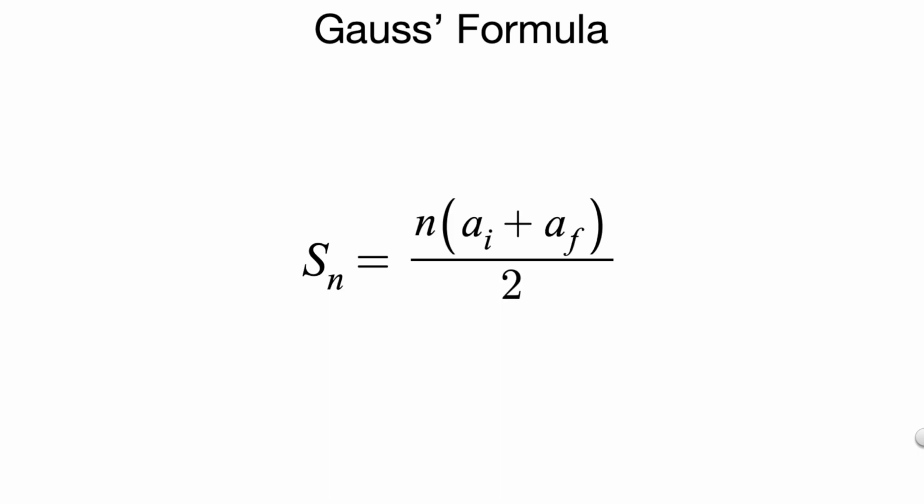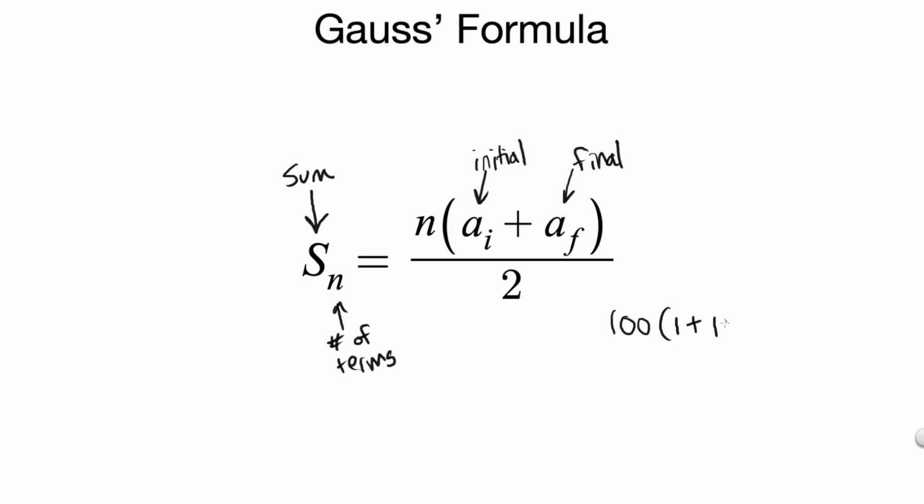Let's go over a few of the terms that are represented here. First, the S represents the sum, and the N is the number of terms. Next, we have AI and AF, which represent the initial and final term of the sequence. In the previous case we had 100 terms, the initial term was 1, and the final term was 100. When you compute this, we'll end up getting the same thing, 50 times 101, or the 5050.